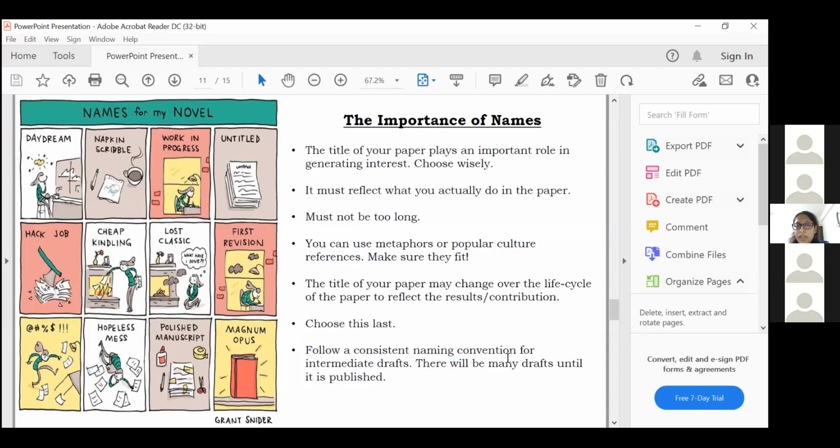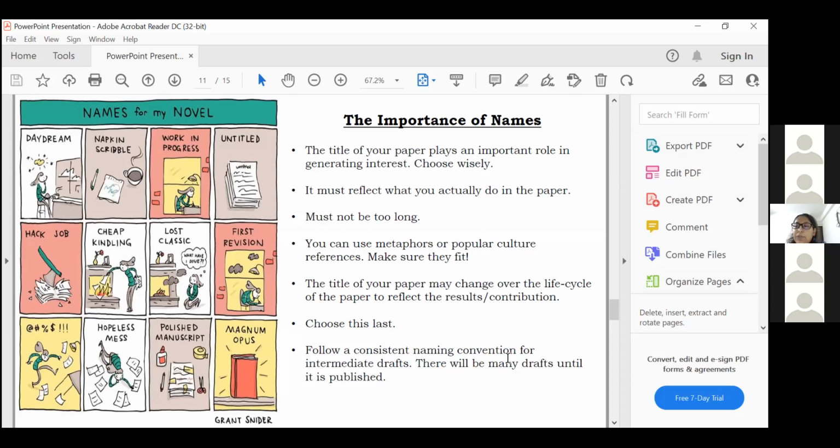You can use metaphors or popular culture references. I think my favorite name for a paper is The Silence of the Lambdas. Those of you who are movie buffs know that that's a reference to Silence of the Lambs, the movie. So you're allowed to make metaphors and cool references in your paper names, but make sure they fit. It should not be a stretch, because then you lose the point.